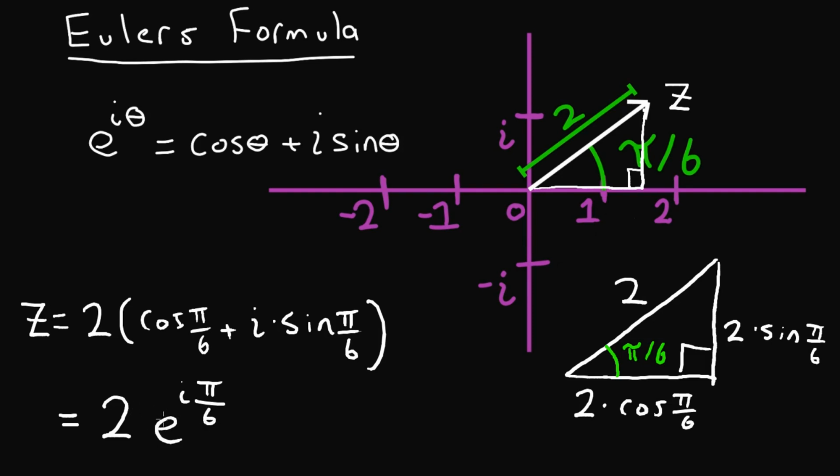When we write a number like this, 2e to the i pi over 6, we call it the polar form. And I want to point out that the length and the angle are represented right here by the coefficient and then this thing in the exponent.